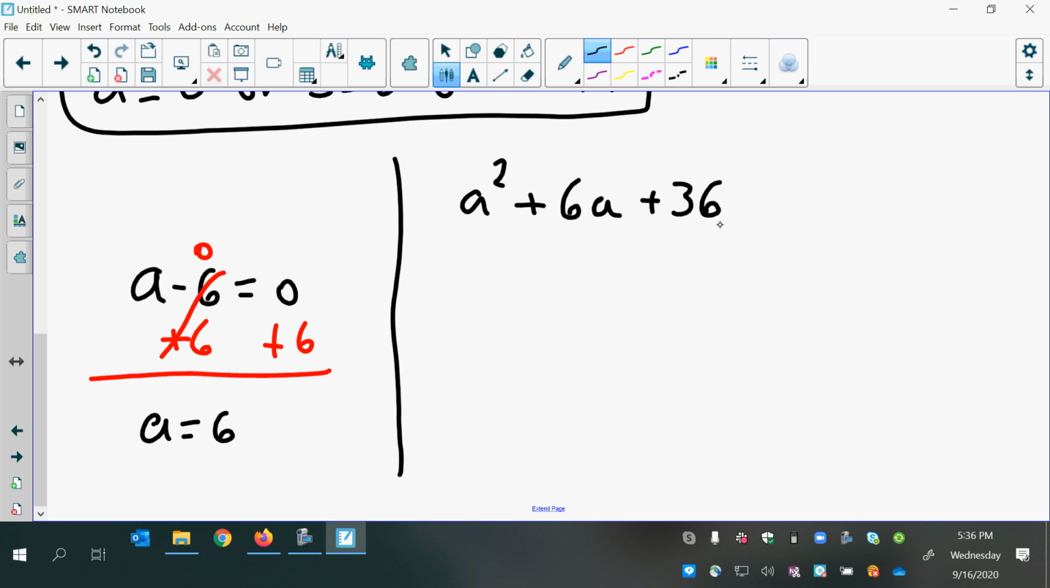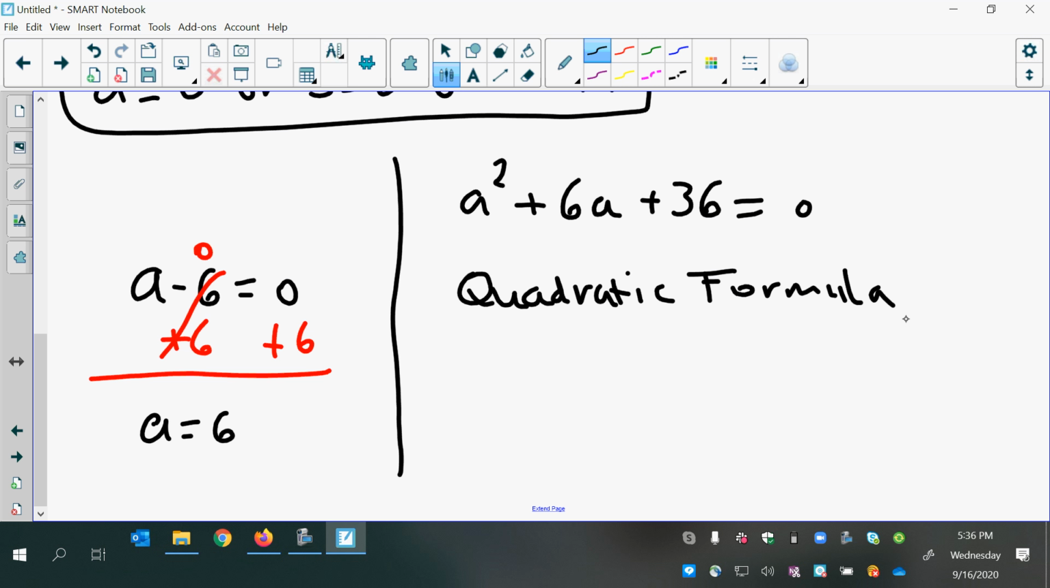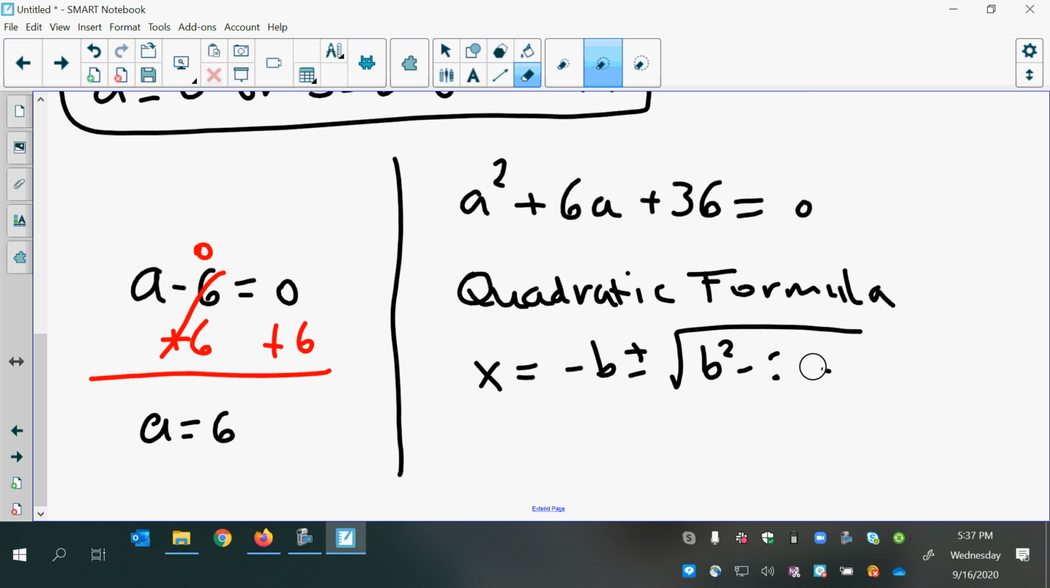And set that equal to 0. And this is something that can't be factored. So what we can do instead is use the quadratic formula, which is x equals negative b plus or minus the square root of b squared minus 4ac, all over 2a. Oh, I meant that to be 4ac, excuse me.